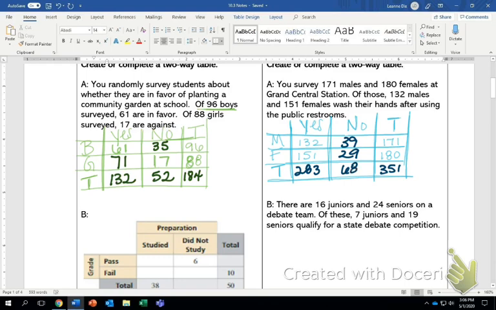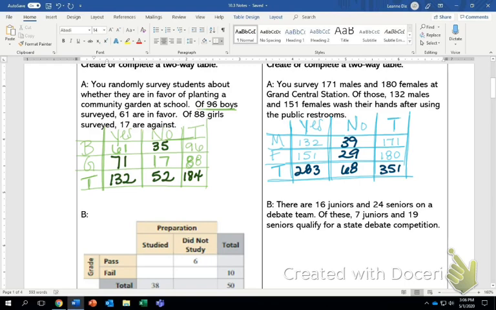All right, so I'm just going to double check that everything adds up to 351. So I already went downwards, but I'm just going to add sideways just to make sure I did this correctly. 283 plus 68 equals 351. So yes, I did do it correctly, and I did my entire table correctly because those two marginal frequencies added up to that total amount.